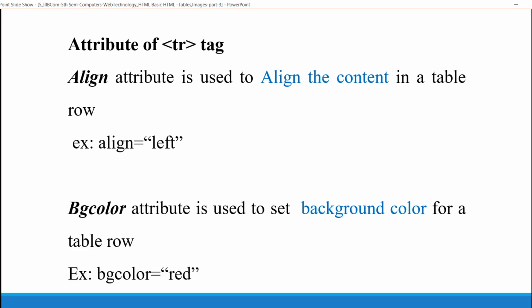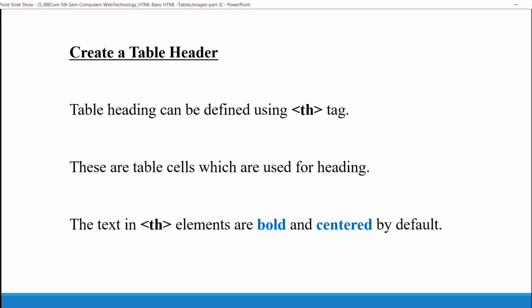For example, I have taken the color red for row 1. Then row 1 appears with red color. I aligned it with left, so the content in row 1 is left aligned. These are the attributes of tr.